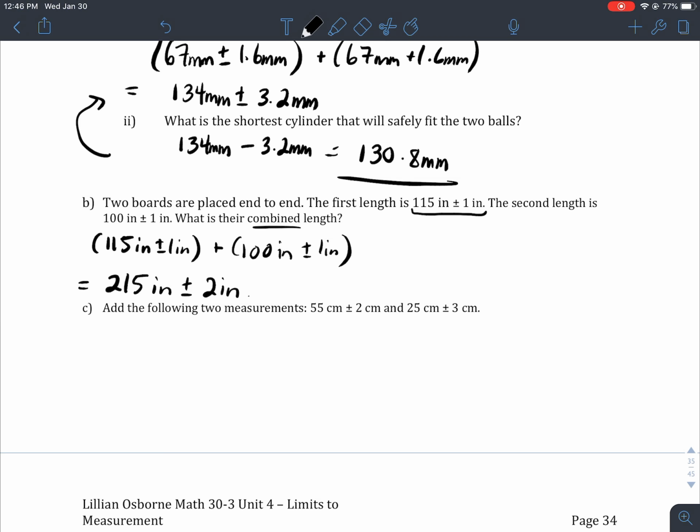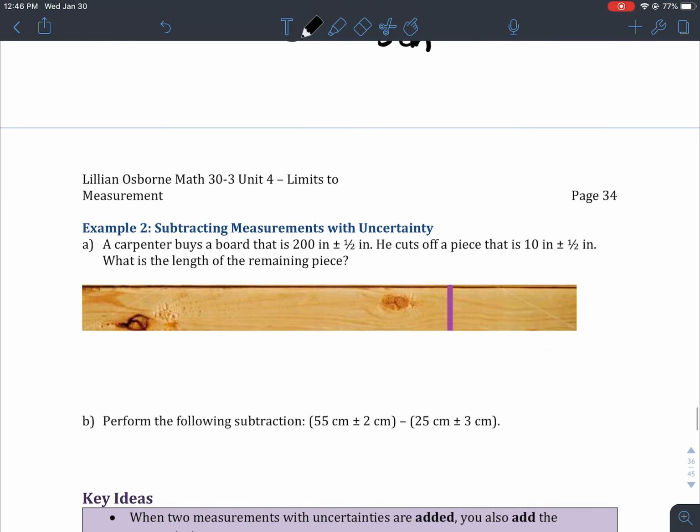Okay, add the following two measurements together. Again, I'm adding, so I'm going to add together the measurements first, so 55 plus 25, and we're going to get 80 centimeters, and we're going to add together the uncertainties, so it should be 80 centimeters plus or minus 5 centimeters.